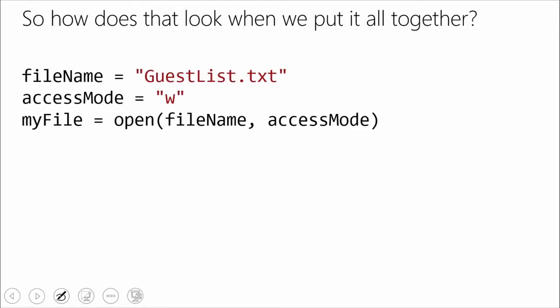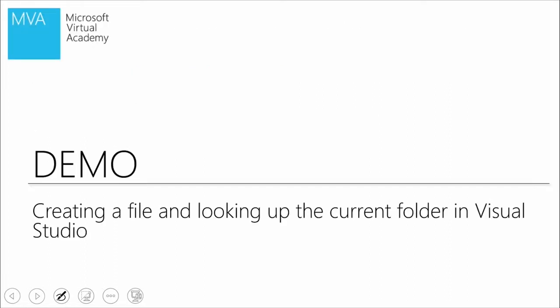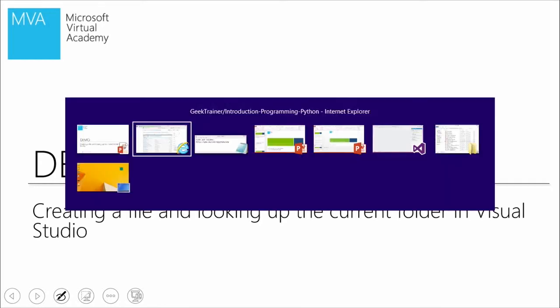And how does it all look when we put it together? It looks a little bit like this. Susan put all of this together, put the slides together. You'll notice file name equals and access mode equals. And then you'll notice that we've got open. Let's open up Visual Studio and actually see it. More interesting. Okay, exactly. Where is my Visual Studio?